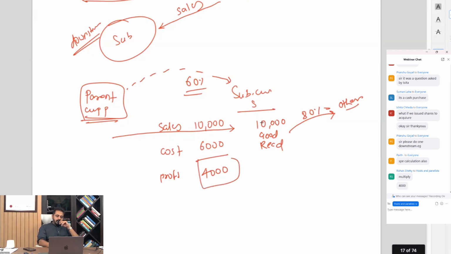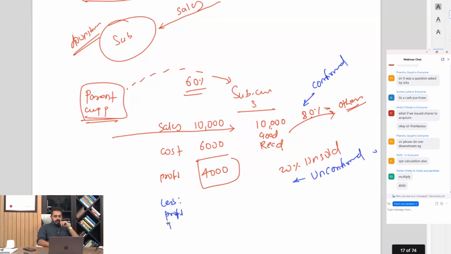Now subsidiary company received those goods. Now for them cost is 10,000. They sold it further to other entities. We don't know at what price. At this moment, we don't care. But 80% of those goods are being sold to others. 20% are remaining unsold. Okay. So in the accounting world, this 80% of sales made is called confirmed sales or confirmed profit. This 20% is called unconfirmed.